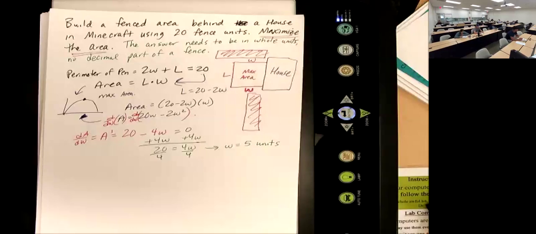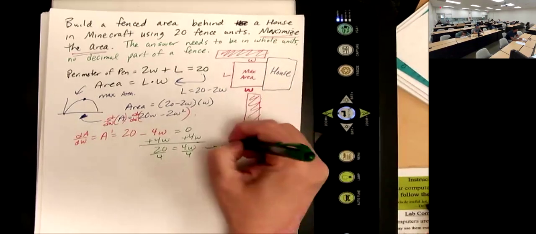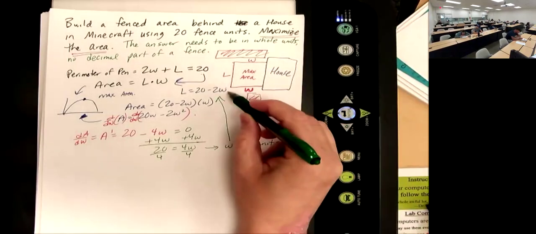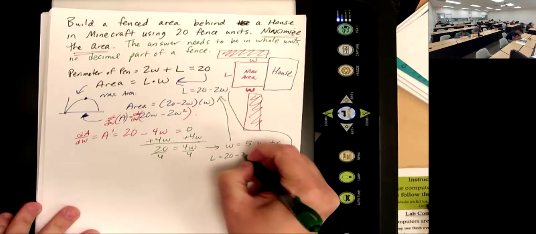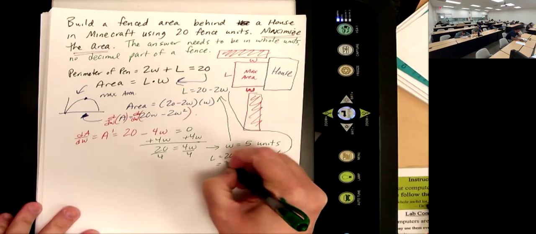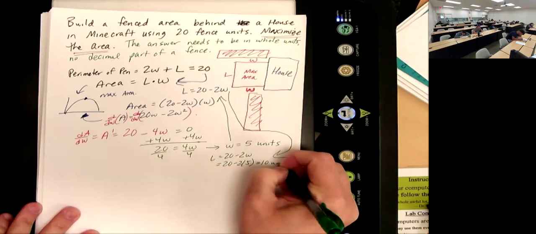I've got one of the pieces of information, the width. What else do I need here? Length. And I can get that if I plug that in up there. L equals 20 minus 2W, equals 20 minus 2 times 5, which is 10 units.